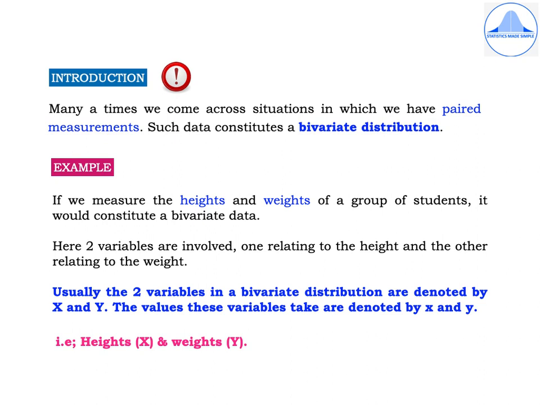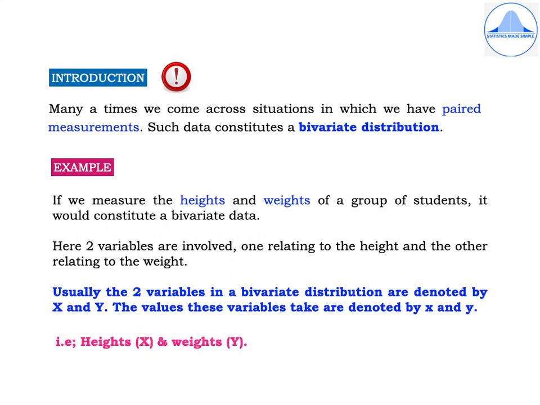Starting with an introduction, many a times we come across situations in which we have paired measurements. Such data constitutes a bivariate distribution. For example, if we measure the heights and weights of a group of students, it would constitute bivariate data. Here, two variables are involved, one relating to the height and the other relating to the weight.